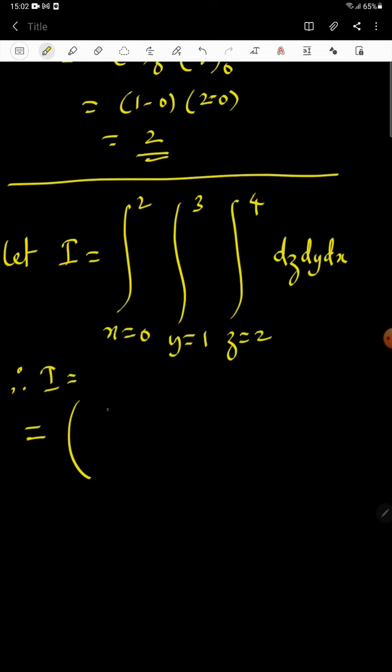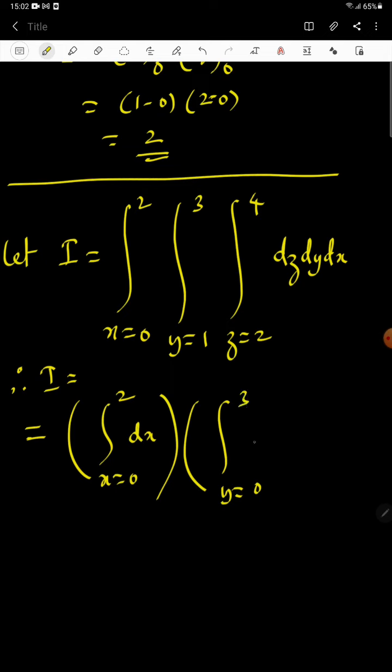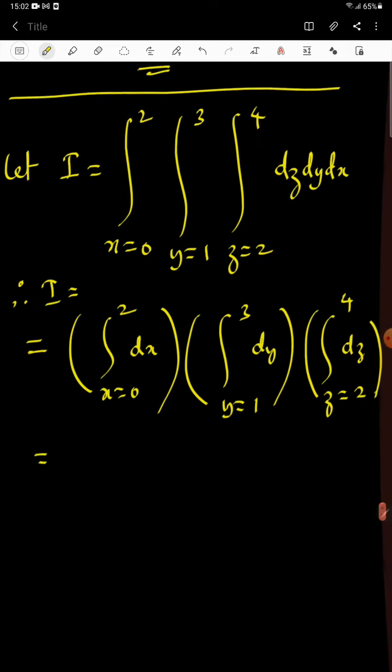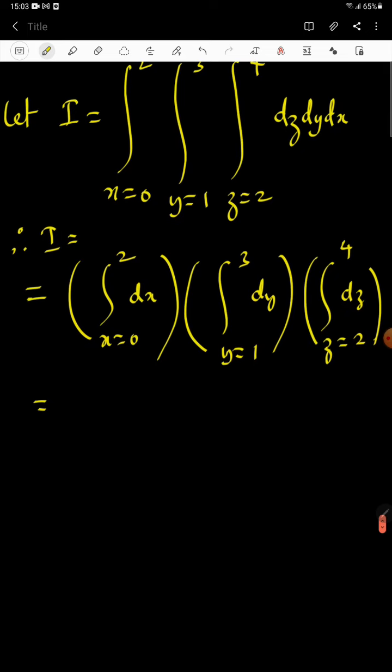Now what I am doing is separating the three integrals. I am writing it as a product of three integrals: 0 to 2 dx, and integral y from 1 to 3 dy, and integral z from 2 to 4 dz. And this particular splitting gives very easy evaluation, meaning we can find the value very easily. Evaluation is the process of finding the value.